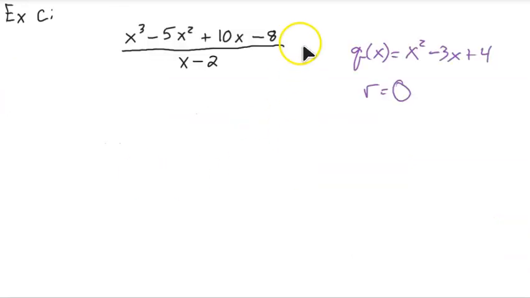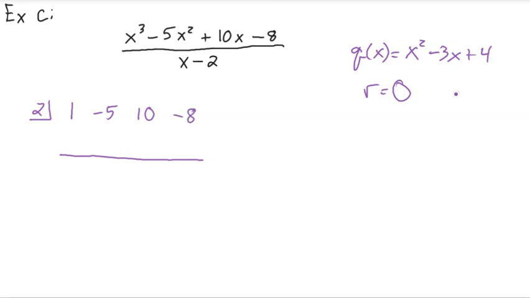Let's do another example. This is actually an example from our video on polynomial long division, and we already know the quotient and the remainder, but we're going to do it with synthetic division this time. So I'm going to do my half box. I'm going to draw my line, and in the half box, I'm going to put the opposite of this. This is x minus 2, so I'm going to put a positive 2. Then I'm going to take my coefficients. The coefficient of x cubed is 1. The coefficient of x squared is negative 5. The coefficient of x is 10. And then the constant is negative 8. Those are all my numbers.